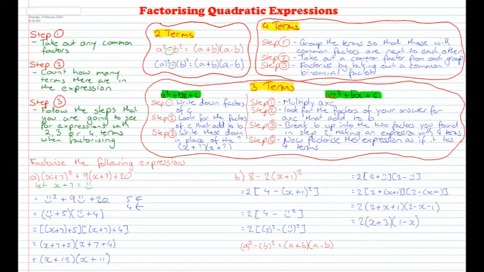Alright, once again, we can't leave our answer with smiley face. We've got to change it back for x plus 7. So wherever you see a smiley face now, we're going to put x plus 7. So you get x plus 7 instead of smiley face plus 5 in brackets, and x plus 7 in brackets, so smiley face plus 4.